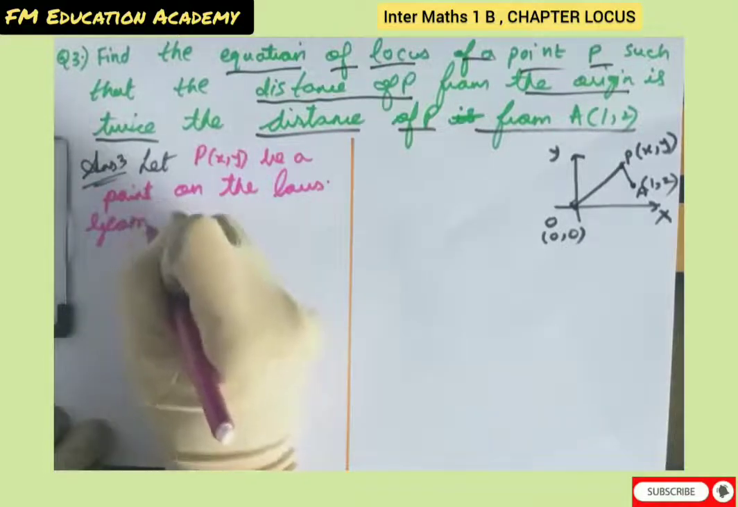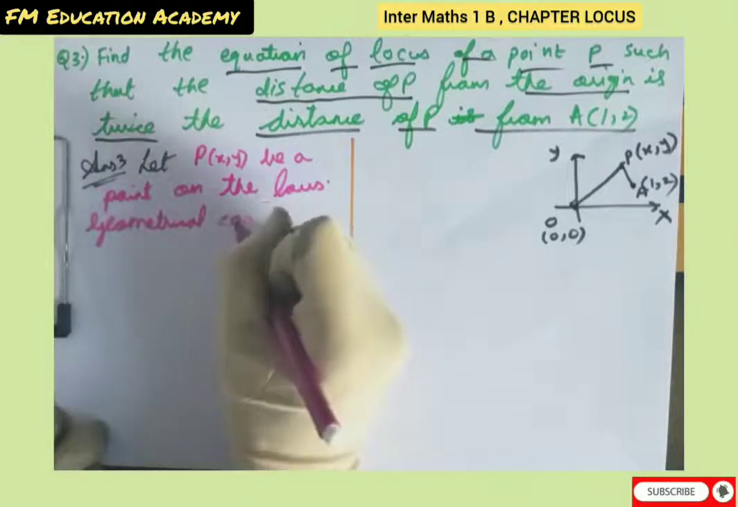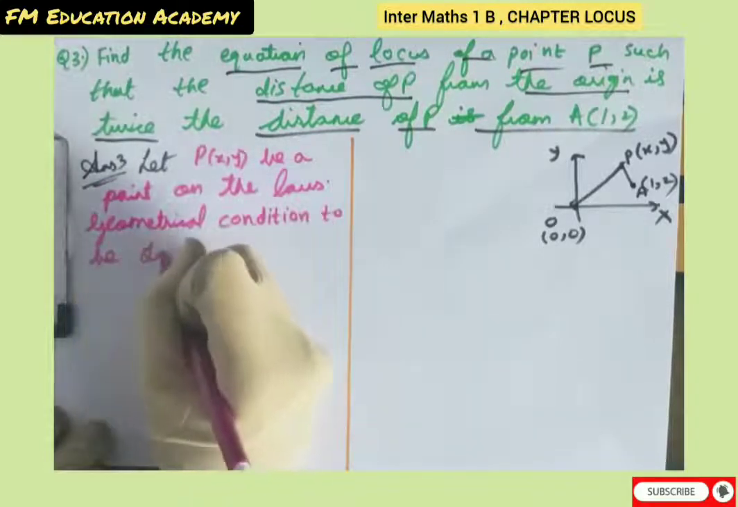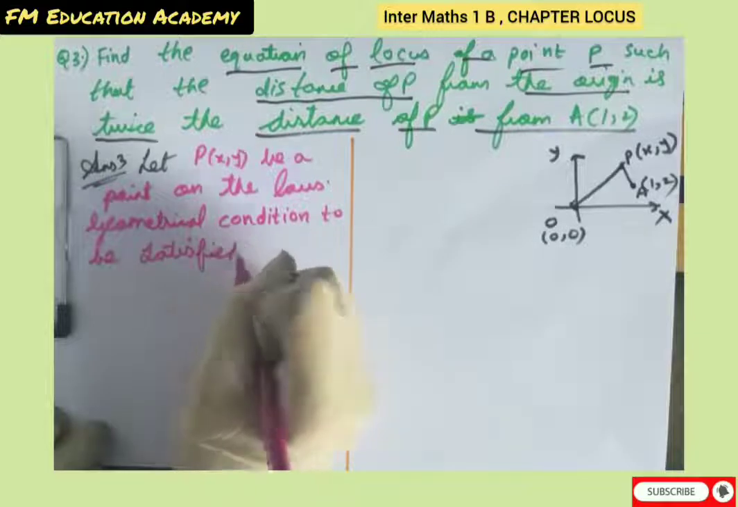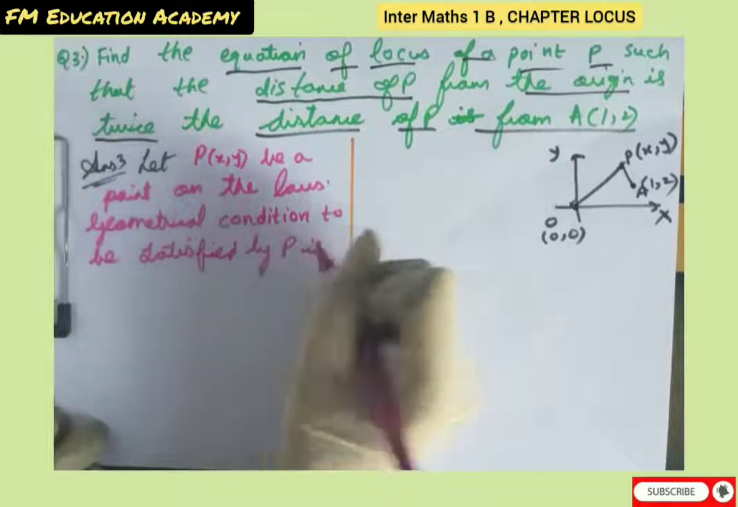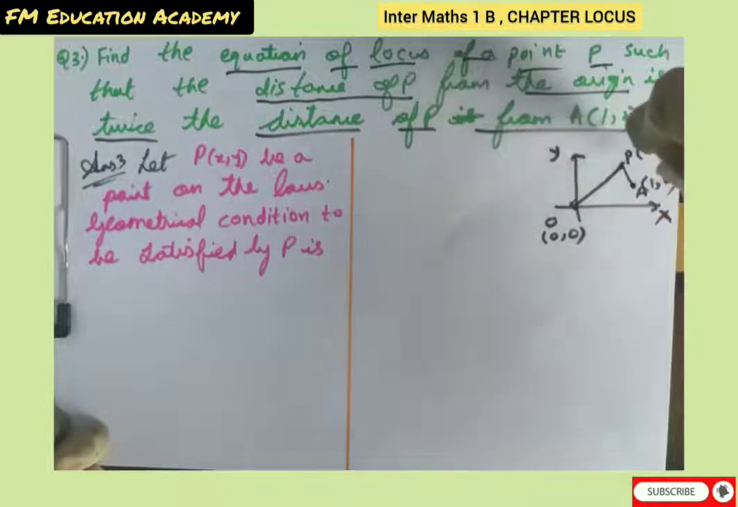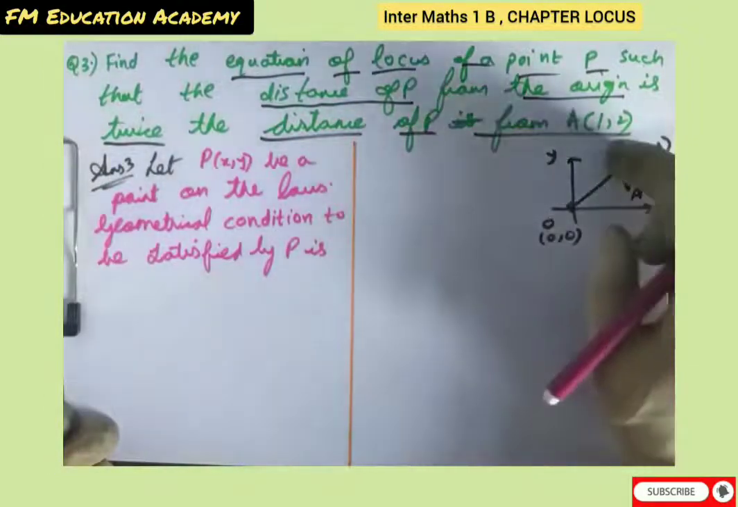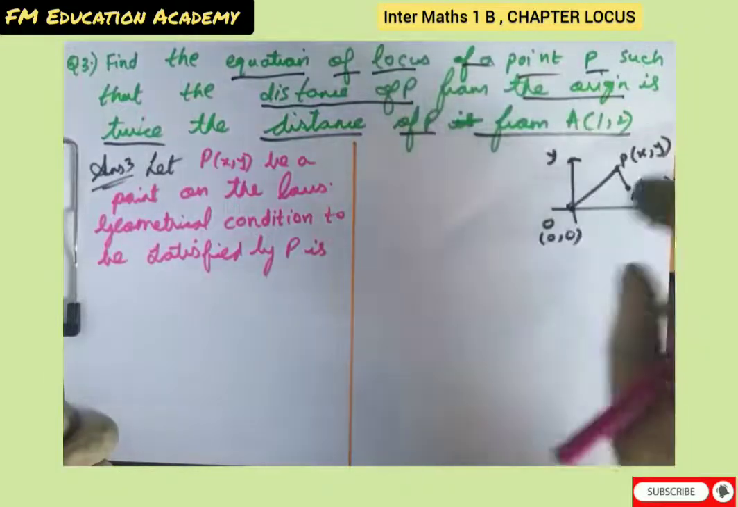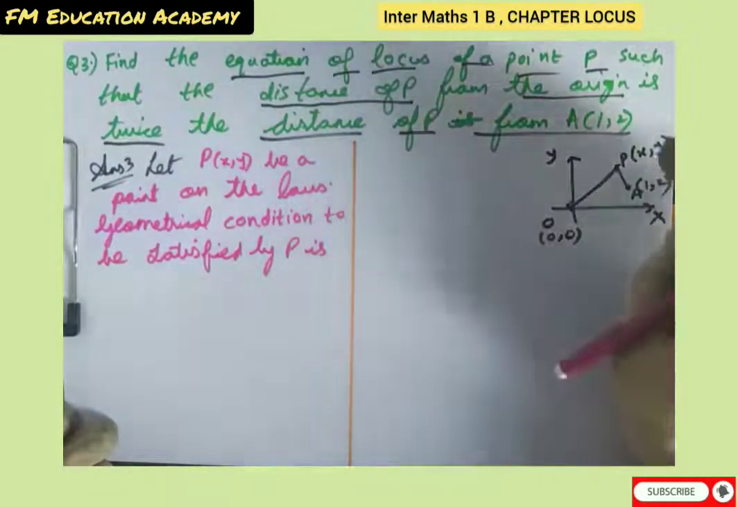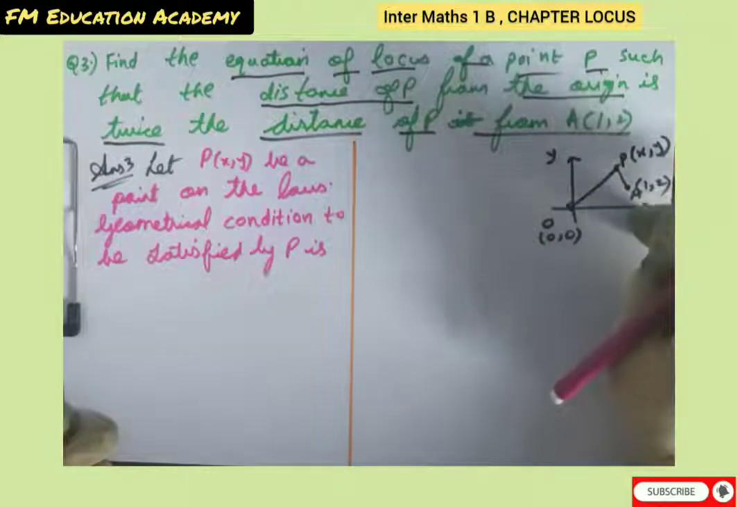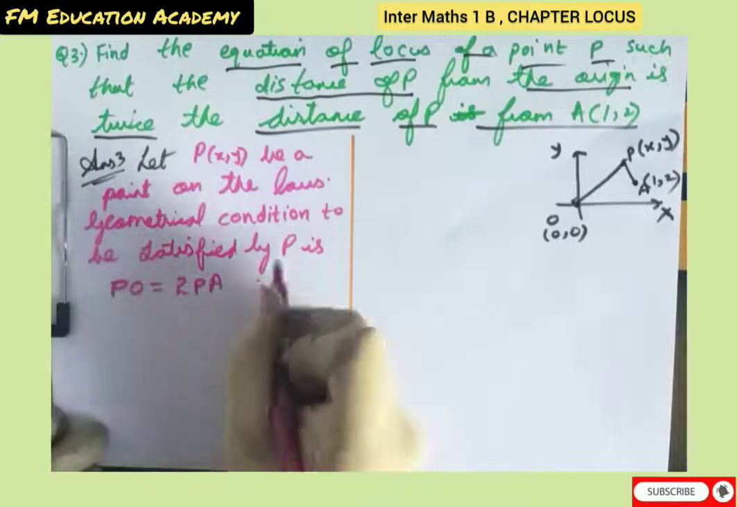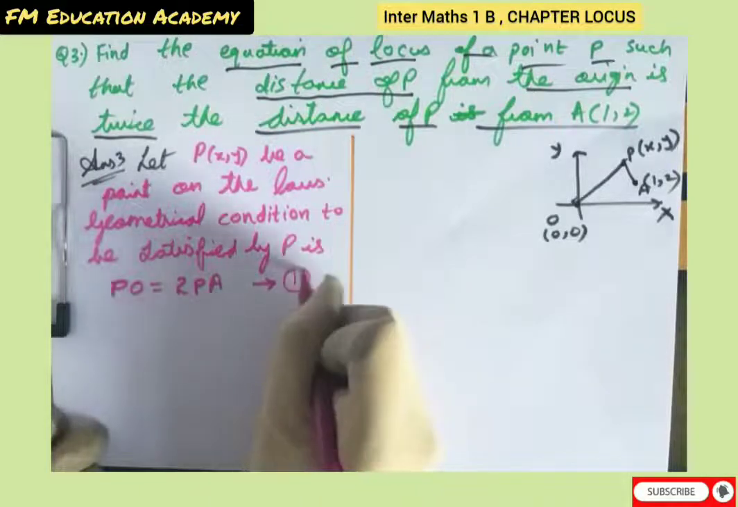The geometrical condition to be satisfied by P is, what is the condition given? OP is equal to 2 times PA, or we can write PO is equal to 2 times PA, because the distance of P from origin is 2 times the distance of P from A. PO is equal to 2 PA, that is the condition given to us. The condition will always be equation 1.